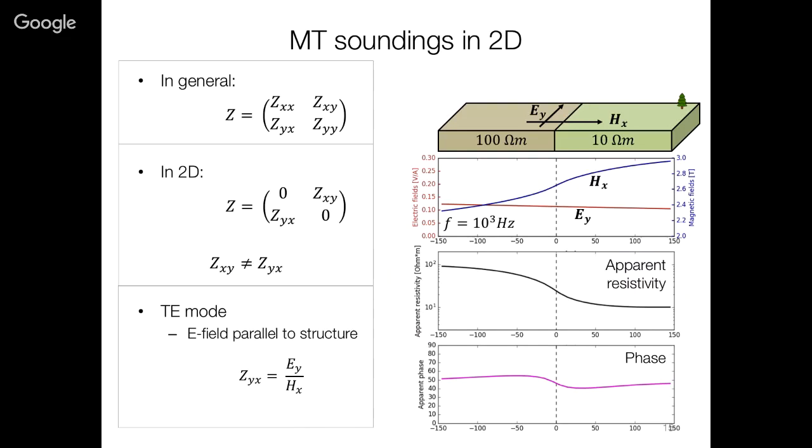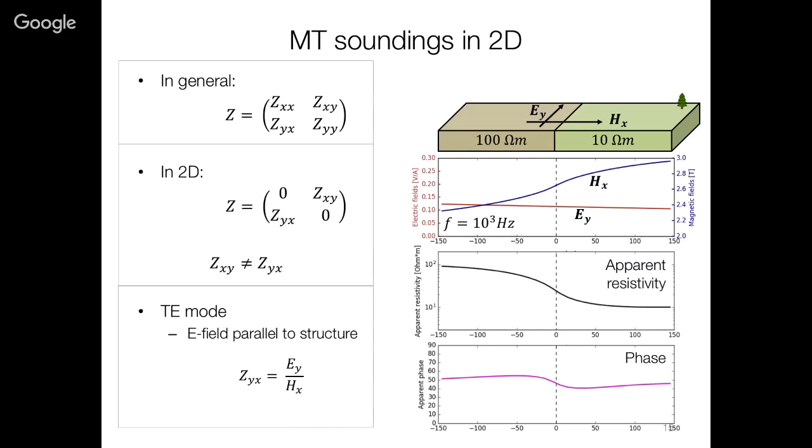So let's first look at the 2D case for the TE mode, where the electric field is parallel. In 2D, the diagonal elements are 0, but the off-diagonal elements are no longer the same. So for the TE mode, we're going to look at Ey upon Hx. So let's suppose we've got a transition from 100 ohm meters to 10 ohm meters, right? So we'd like to find that out.